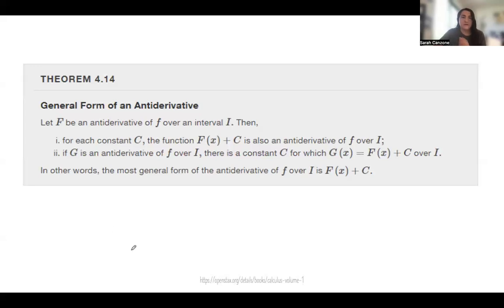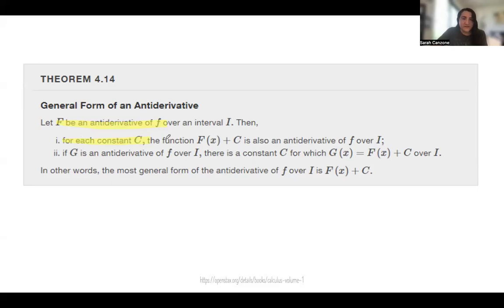So now we can consider the general form of an antiderivative. So let capital F be an antiderivative of lowercase f over some interval I. Then we have two statements here that we'll want to look at. So for each constant C, this will be a very, very important concept throughout the rest of this course. And then again, if you take Calc 2, this is something that you're going to have to remember. This pesky little plus C is something that a lot of students will forget, and it's a very easy way to just lose points on exams and homeworks and everything like that.